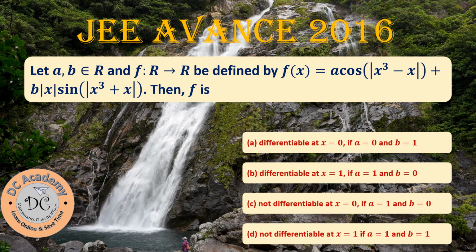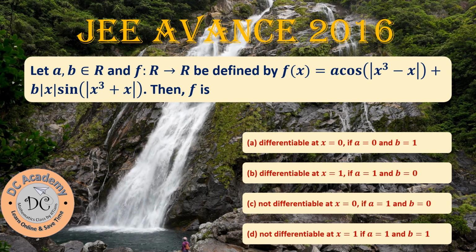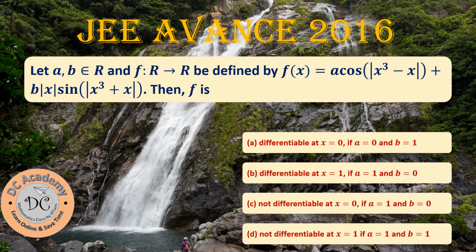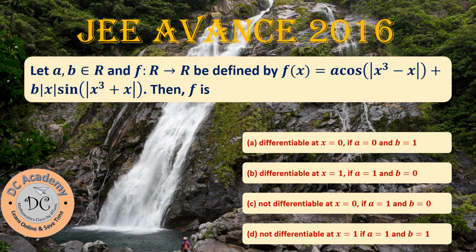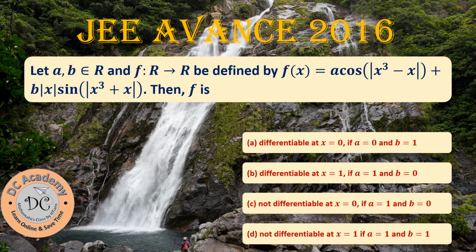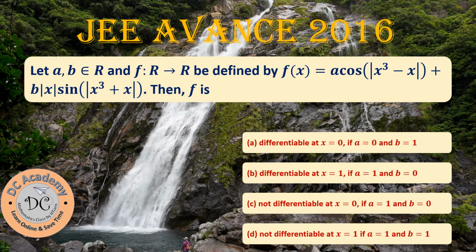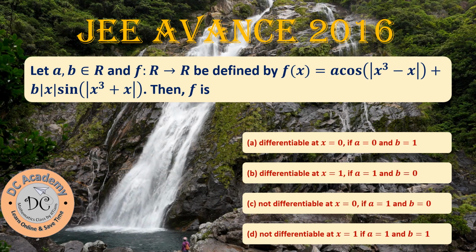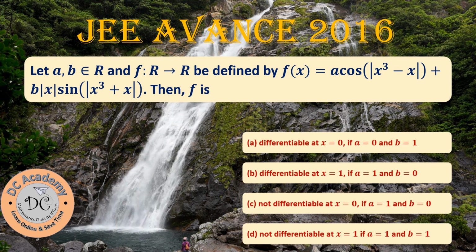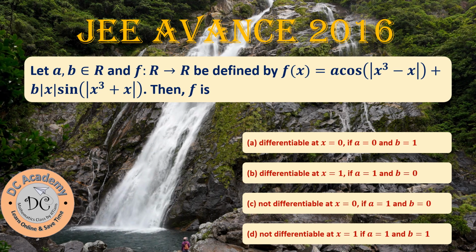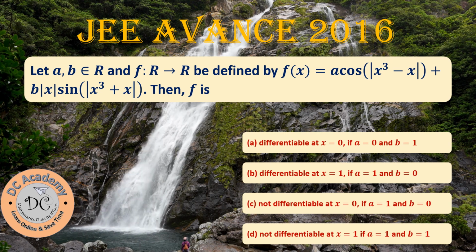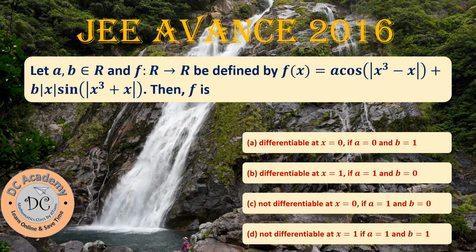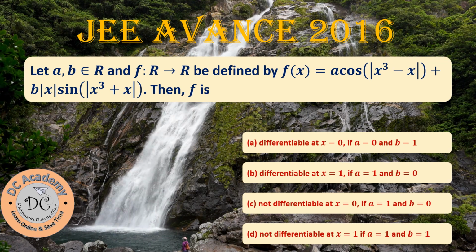Hi, in this video, we're going to solve a particular problem which appeared in JEE Advanced 2016. Here, we have a function f(x) given as a summation of cos and sine functions, with a and b two real numbers present, and we have to test whether the function is differentiable or not differentiable at different given values of a and b, at x equal to 0 and 1. These two things we need to test out. So let's go ahead and solve the particular problem.